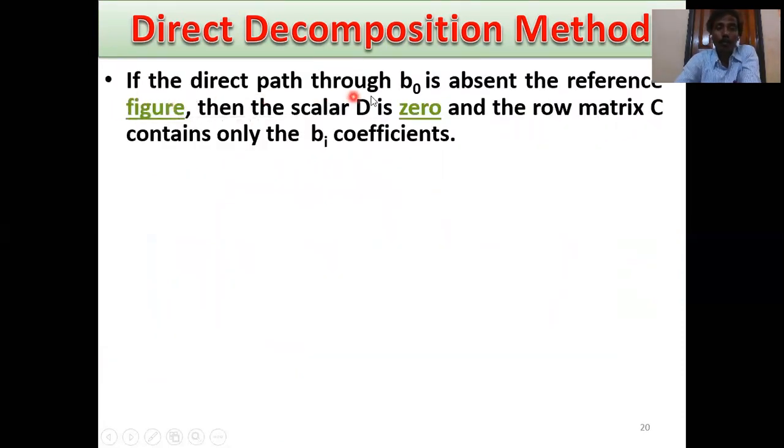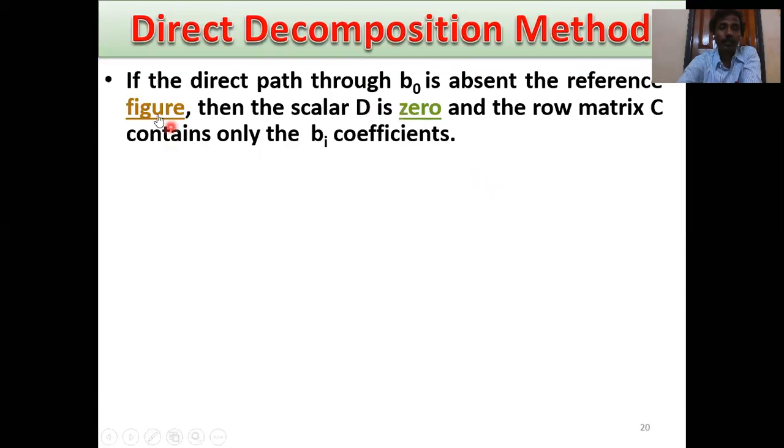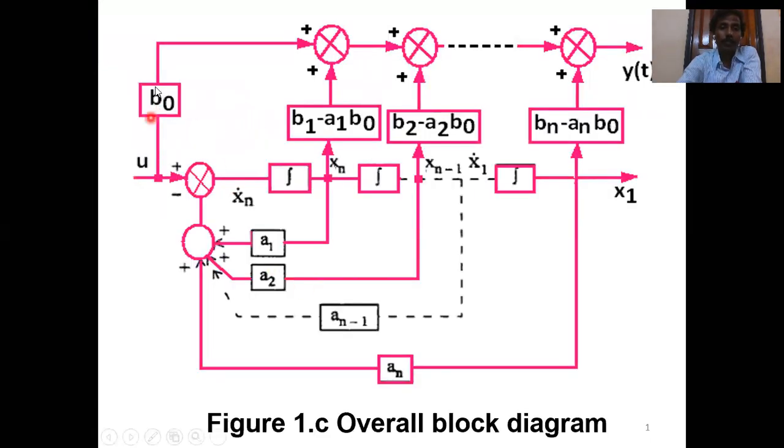If the direct path through b0 is absent in the reference figure, then the scalar D is 0. Already discussed: if b0 is absent, then D is also absent, because D equals b0. And the row matrix C contains only the bi coefficients. This is the figure. If the b0 coefficient is absent, only this path and this path remain.